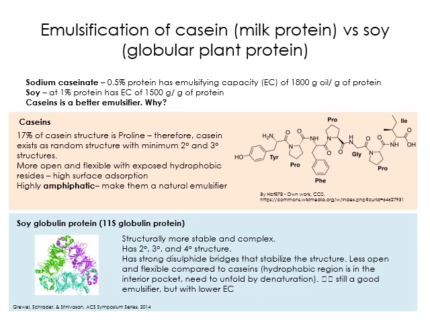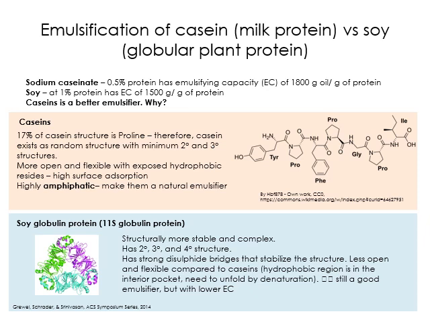Why so? Because if you look at casein, these are the structure. Casein doesn't have a very definitive three-dimensional structure. The reason why is because it has a high number of proline residues in its amino acid sequence. 70% of casein is proline, so they exist as a random structure. So what it means here is that casein is more open and flexible with exposed hydrophobic residues. This also means that it has higher surface adsorption. And casein is also highly amphiphilic or amphipathic, making it a natural emulsifier.